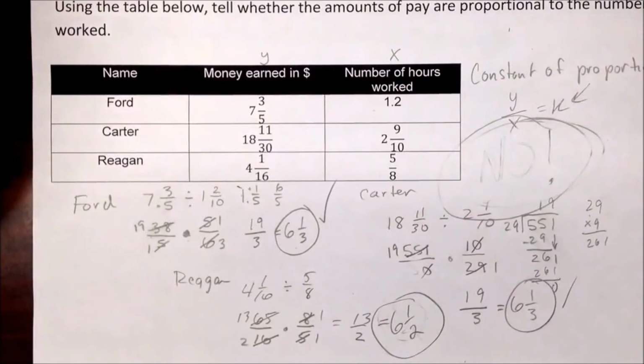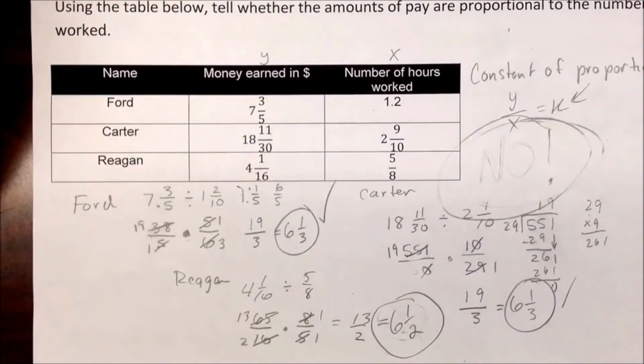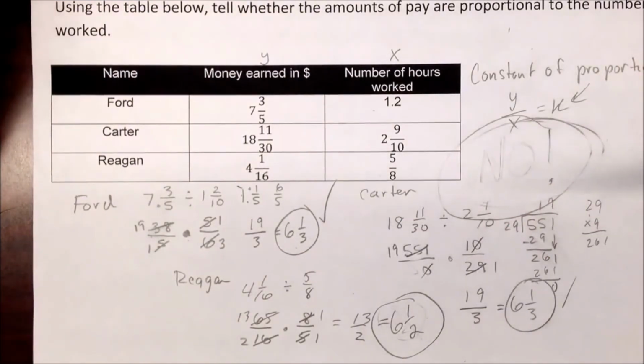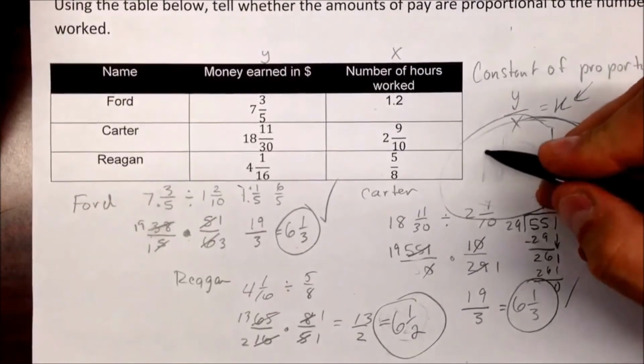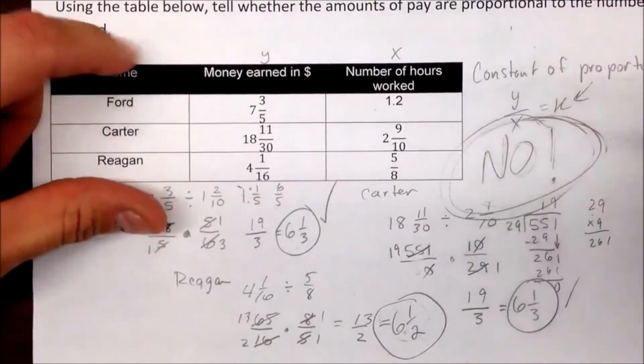Okay, so the video cut off there for a moment. Sorry about that. But we found out that when we did Reagan's, his constant of proportionality equaled 6.5, which is different than the other two, which means really that there's no constant of proportionality, and this data is not proportional. So the answer would be no, not proportional.